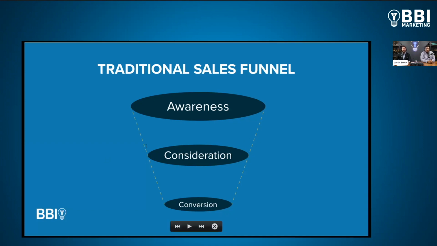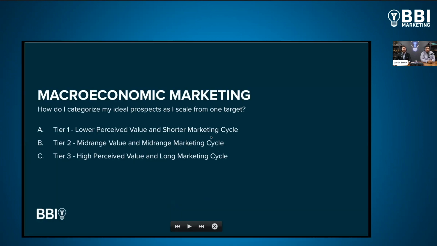Okay. So think about a sales funnel when you're deciding how to do Facebook. We're talking about Facebook today, but you can look at this from any marketing perspective. All right. So macroeconomic marketing, I've used that word a lot. How do I categorize my ideal prospects as I scale from one target? So as you grow, you're probably not just having one target. You might have ACA, you might have MedSup, you might be going after Medicare Advantage. You might eventually be trying to turn that into life and annuity volume, whatever you're doing, right?